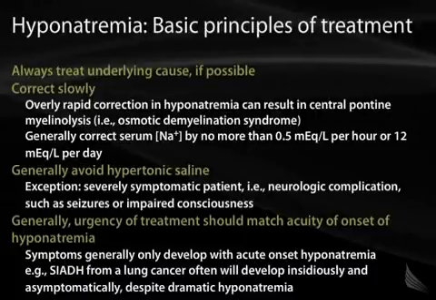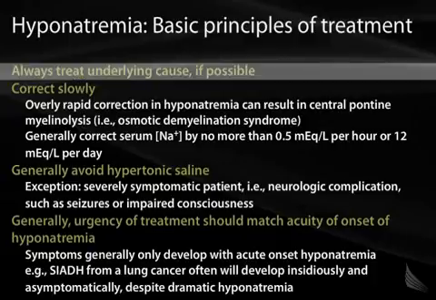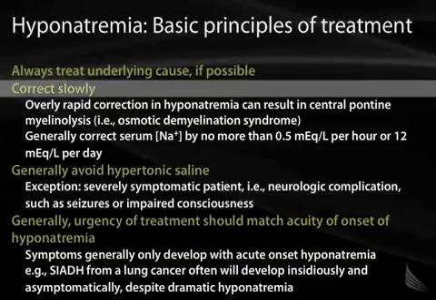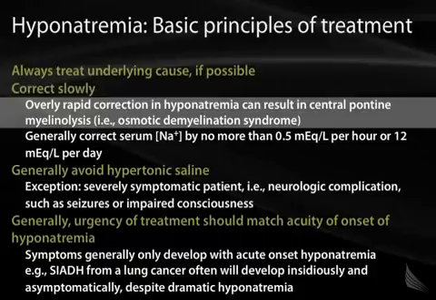With regard to treatment of hyponatremia, there are a few things to keep in mind. The first thing is to always treat the underlying cause if possible. The other thing is to correct hyponatremia slowly. Overly rapid correction of hyponatremia can result in a syndrome called central pontine myelinolysis. Essentially, sharp changes in body osmolality cannot be compensated by the central nervous system cells.